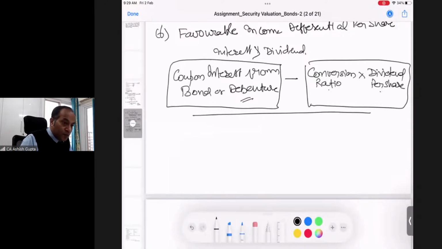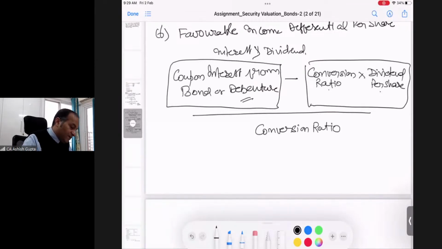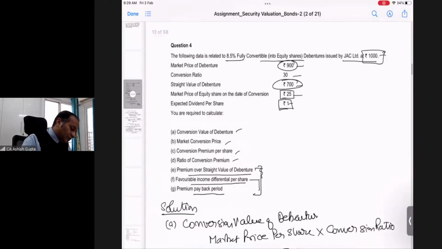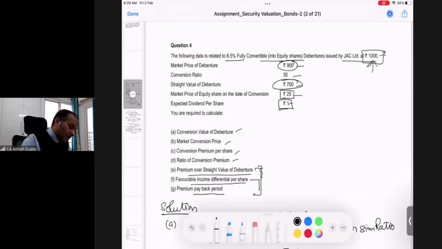Divided by conversion ratio. Student, so here you see my face value is 1000 and the rate of interest is 8.5. So 8.5% of rupees 1000 comes to 85 rupees. It comes to 85 rupees.